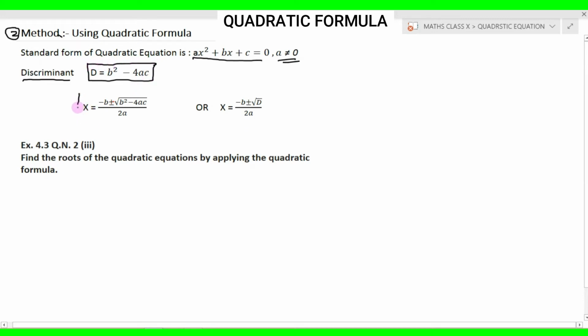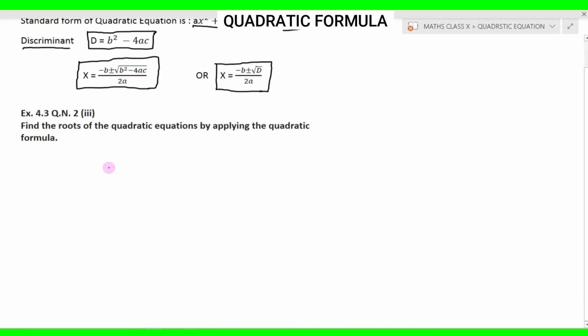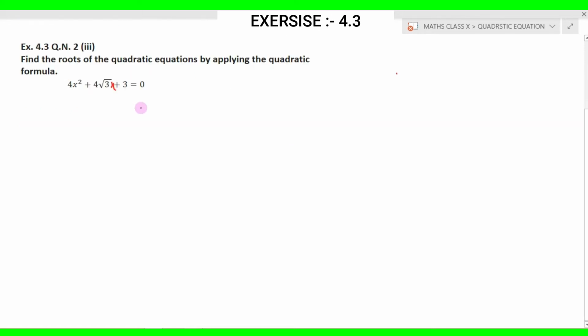And then we have the quadratic formula to find x: x equal to minus b plus minus square root of b square minus 4ac by 2a. Or in short we can write x equal to minus b plus minus root D by 2a. Only by using all this information we are going to solve the quadratic equation. Okay, so come to a question. Find the root of the quadratic equation by using the quadratic formula. For this we are going to take one example of exercise 4.3, question number 2, part 3.